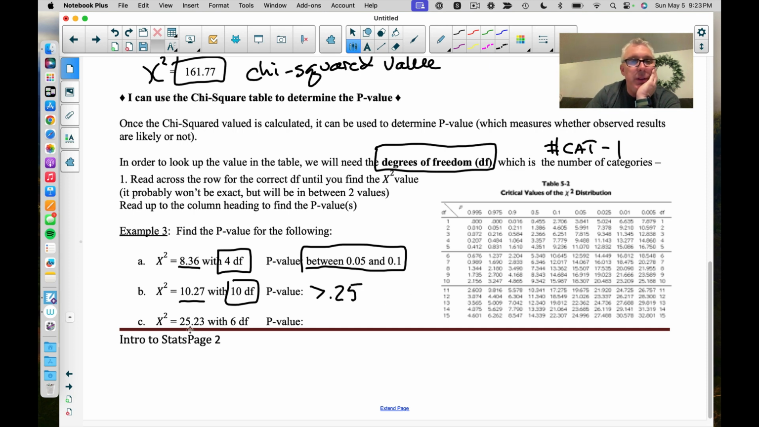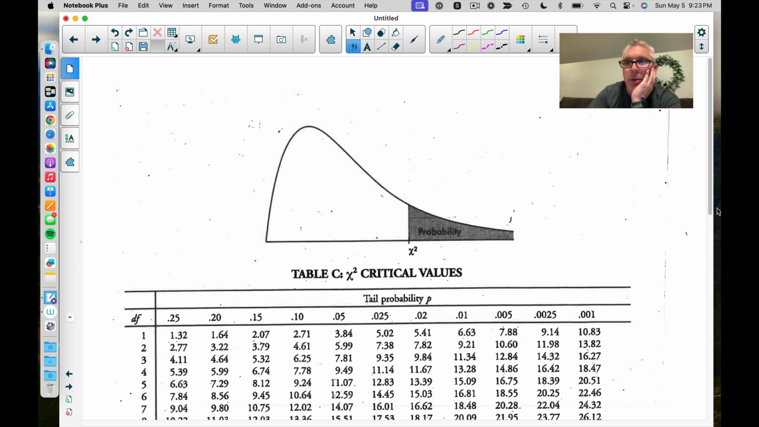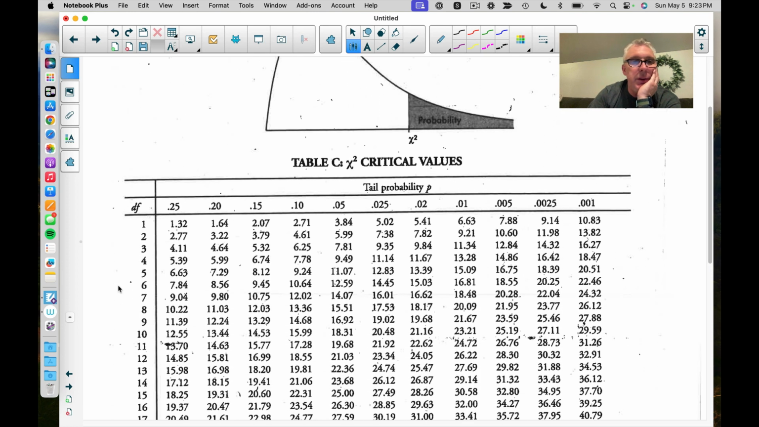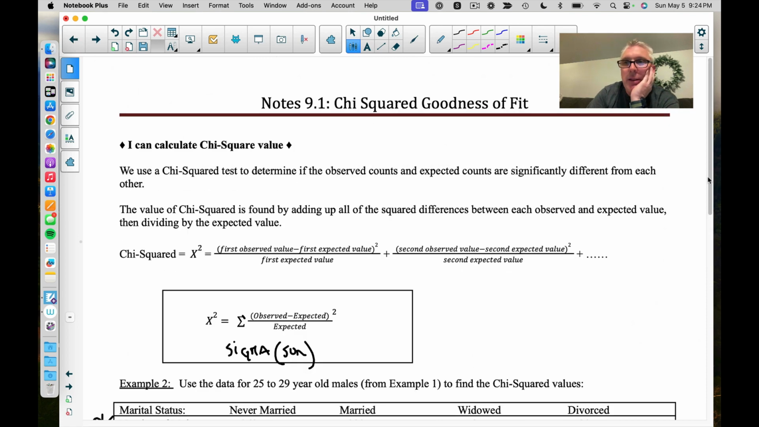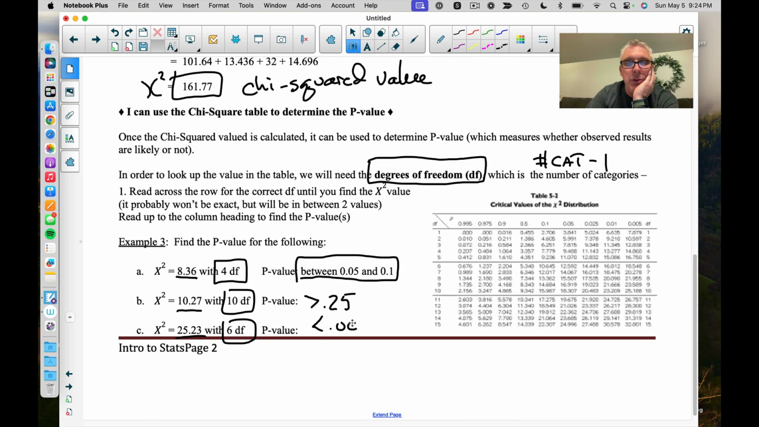Okay, let's try this one: 25.23, 6 degrees of freedom. I'm going to go back here and clear this off. I'm going to go to the 6 degrees of freedom. 25, boop, boop, boop, like I'm going along. It's going to be way over here. If you're way over to the right, then that means my p-value is going to be teeny tiny. It's going to be less than 0.001. Less than 0.001. Okay, so that's how we use that table.